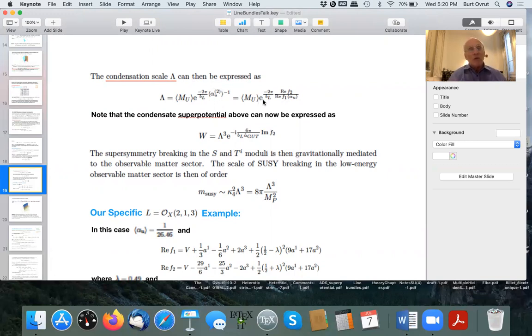So there's enough stuff around. We know what real F1 and real F2 are. B of L we're going to have to figure out. In any case, W can now be expressed in the following form with the lambda cubed out in front of it.